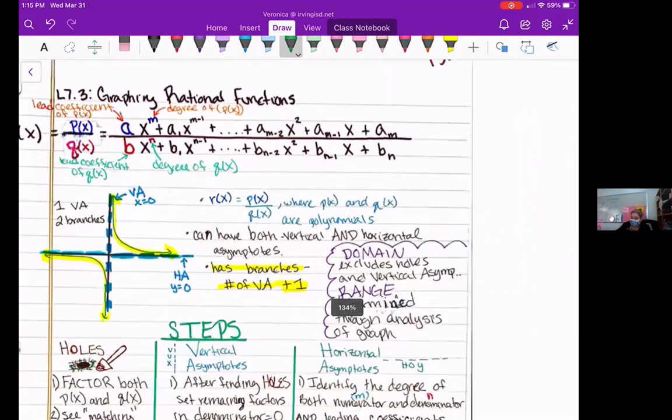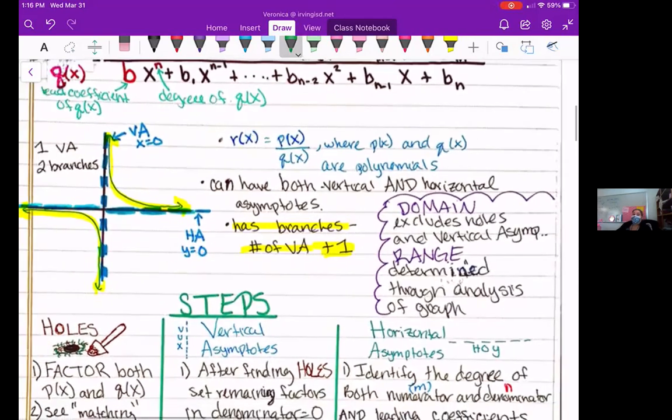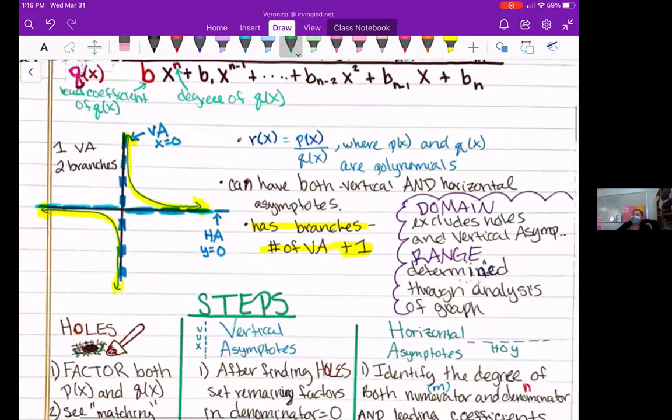Now, the other thing we're going to talk about is that rational functions can have both vertical and horizontal asymptotes. Will they always have both of them? No. You can have vertical asymptotes and no horizontals. You can have horizontals without verticals. You can have different combinations, but you can also have both, okay? So for this basic example, I'm giving you both. I gave you a vertical asymptote and a horizontal asymptote because this is similar to your parent function.